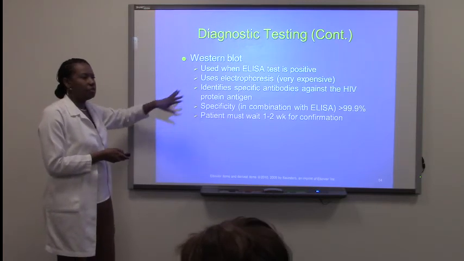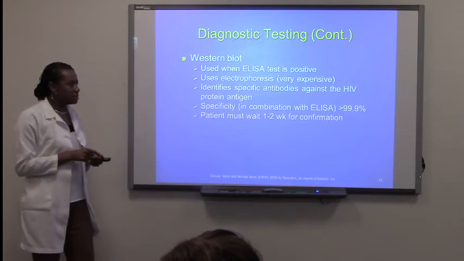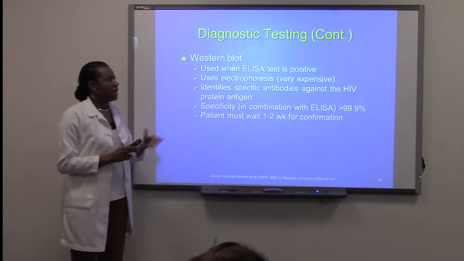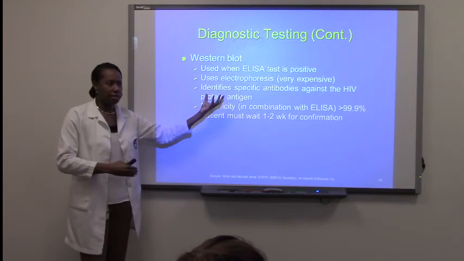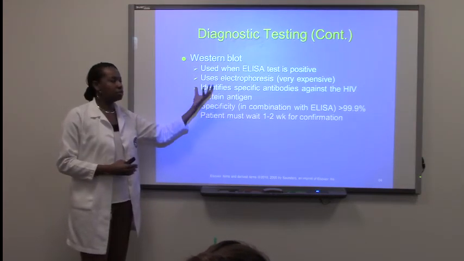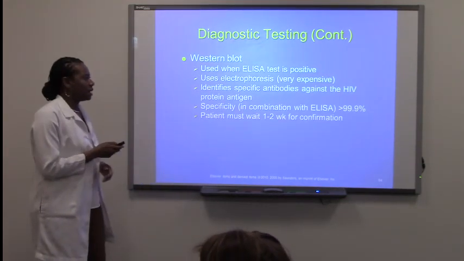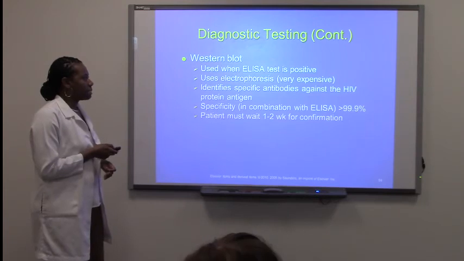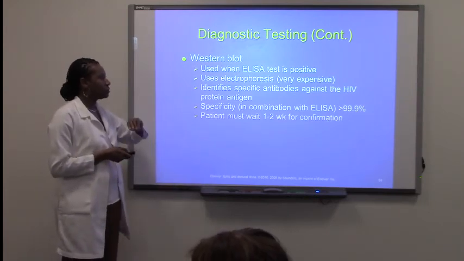Western blot, as you know, this one uses the electrophoresis. Okay, very expensive. And they use this pretty much as a follow-up. It's not the initial test, okay, that's done, but they do use this as a follow-up to a positive test, okay, and a positive ELISA. And that's that. It's very specific. You have to wait 1 to 2 weeks for the confirmation.